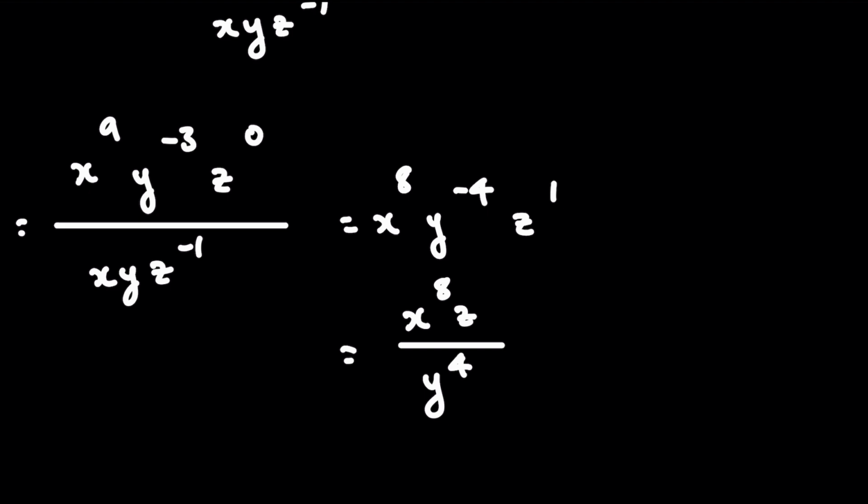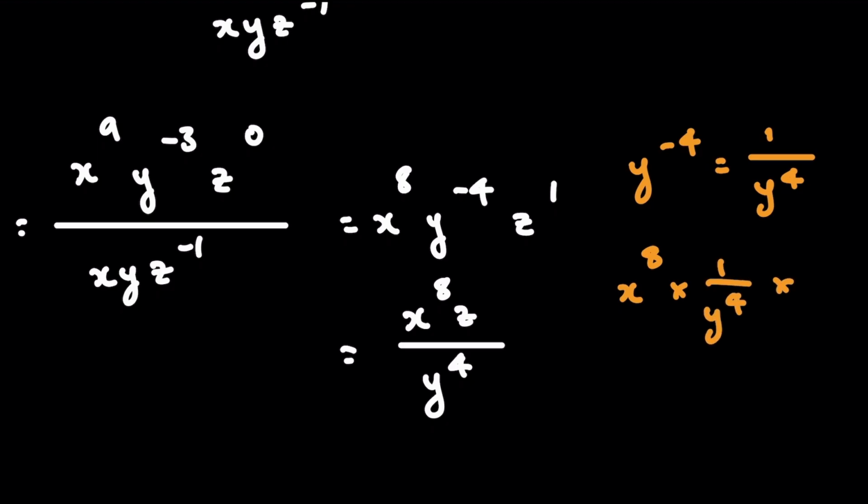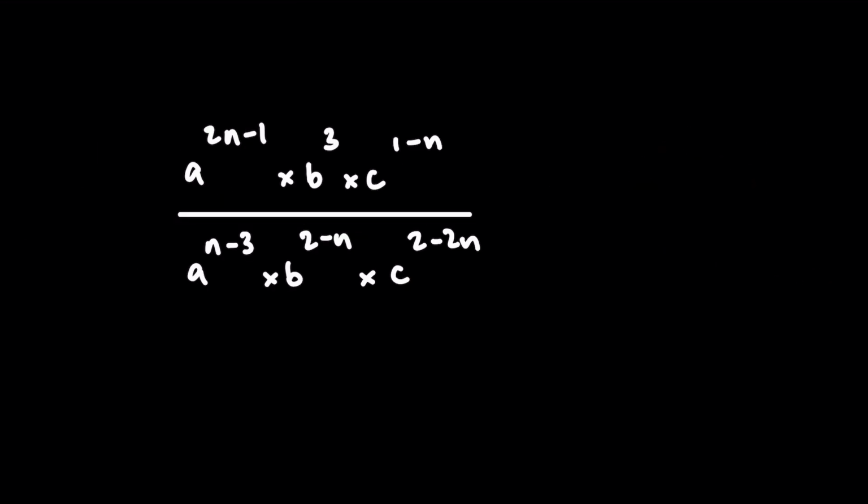So if we do the reciprocal of y to the power of negative 4, that's the same thing as 1 over y to the 4. So then if I did x to the power of 8 times by 1 over y to the 4 times by z, that's the same thing as what my final answer is here. Let's have a look at one last example. This one here. Pause the video and attempt it. Try to get this to as simple a form as you can.